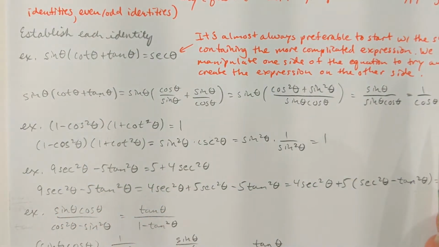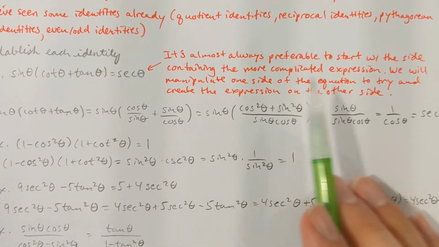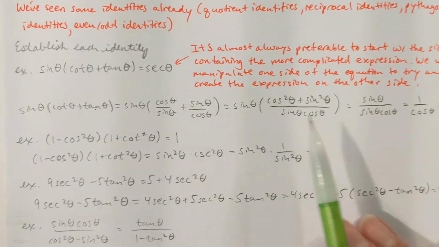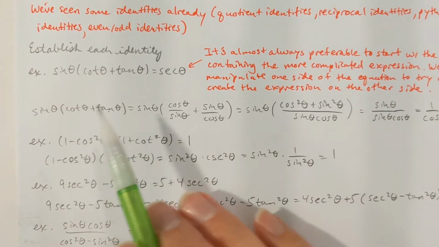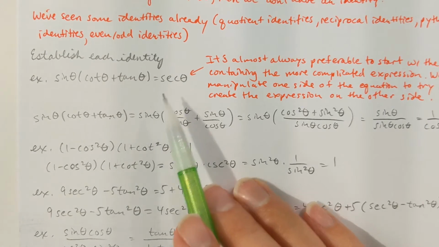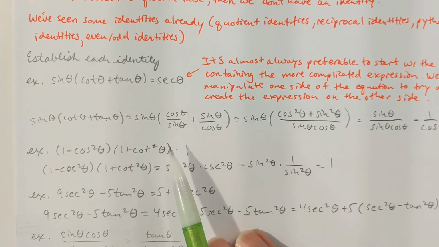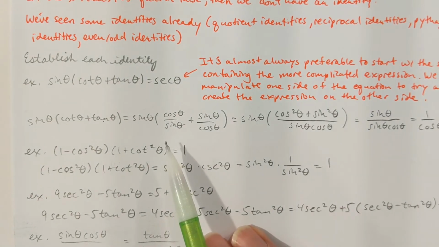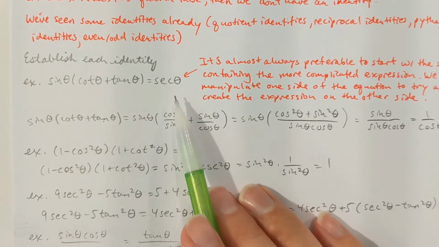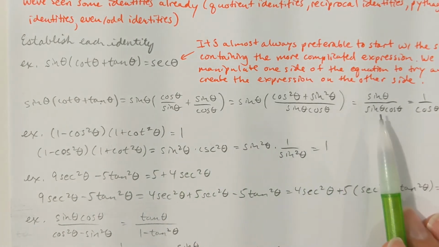Now, it's almost always preferable to start with the side that contains the more complicated expression, and then manipulate that side to get to the other side. So like in this identity here, if I want to prove that this is true, and that's what I mean by establishing an identity, prove that this is true for all theta values. Well, when I look at this, the left side looks more involved than the right side. So it would make the most sense to start with the left side and work my way over to the right side.